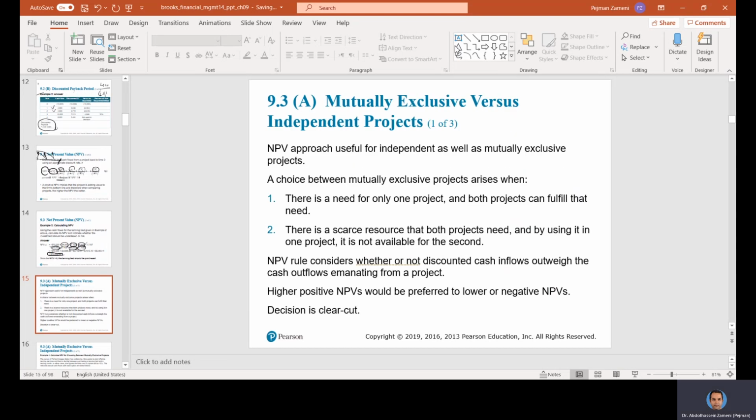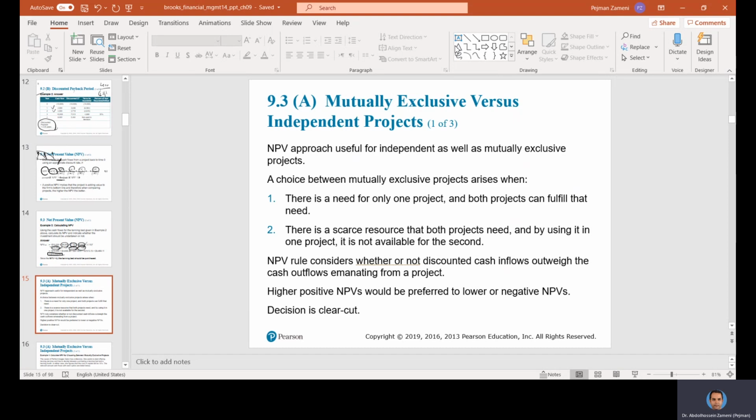Okay, mutually exclusive versus independent project. What is the meaning of mutually exclusive? It means that if we have a few projects, we're just supposed to choose one project. Why? Because we have limitations in our constraints, in our resources.